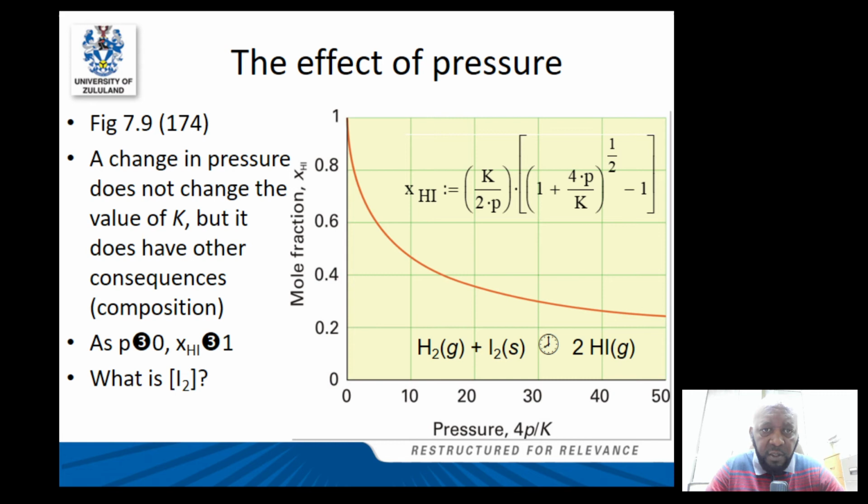However, what is important about this statement as well as this graph is that a change in pressure does not change the value of K. I want you to look in your textbook and see what other consequences it has on the equilibrium conditions.